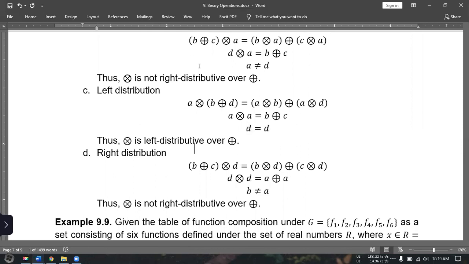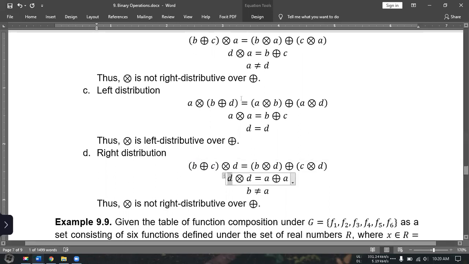So, last example, right distribution. We have B plus C times D, and upon right distribution we have the product between B and D plus the product between C and D. So let's test it first. What is B plus C? Yes, that is D, based from this given.